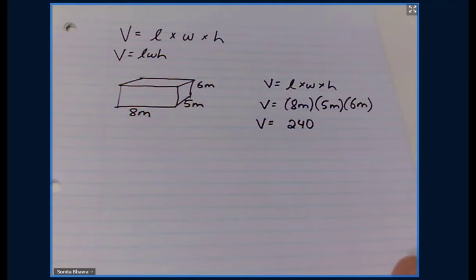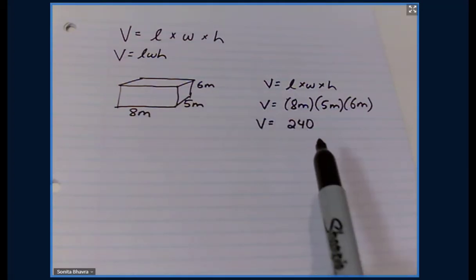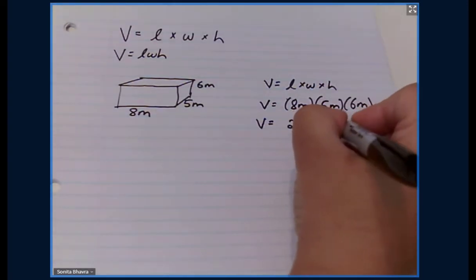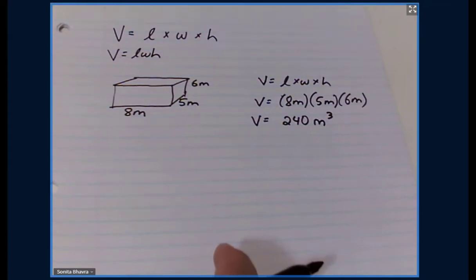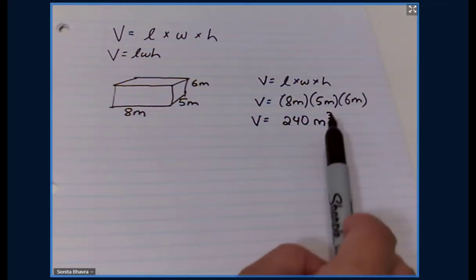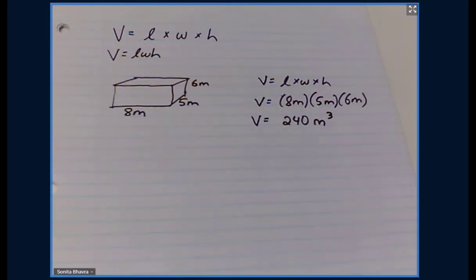Now, very important to use the correct units. It's meters times meters times meters. So it is meters cubed. All right, all units for volume are in units that are cubed. Cubic units, you show the exponent of 3.